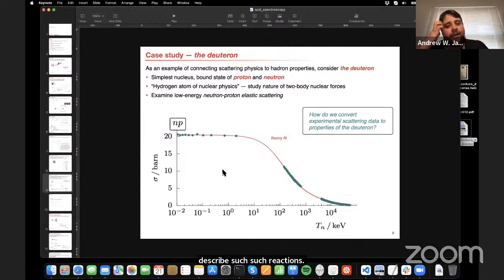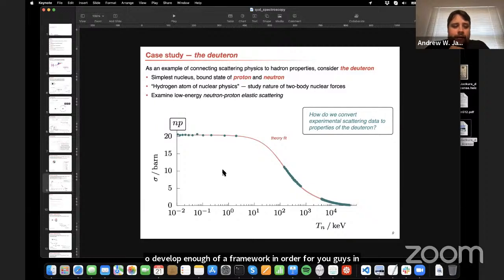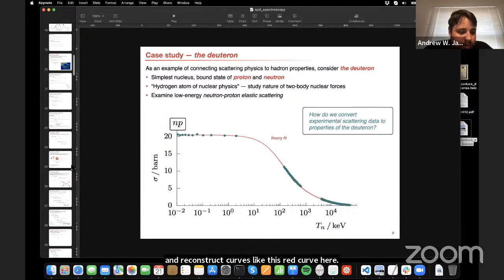So just keep in mind, the end goal is to develop enough of a framework for you, in which I think when Andre talks about some data analysis techniques, this will be another example that's brought up, where you will use a lot of the framework that I'm showing here, distill it down to its essentials needed to describe this type of process, and you will analyze this data and reconstruct curves like this red curve here.